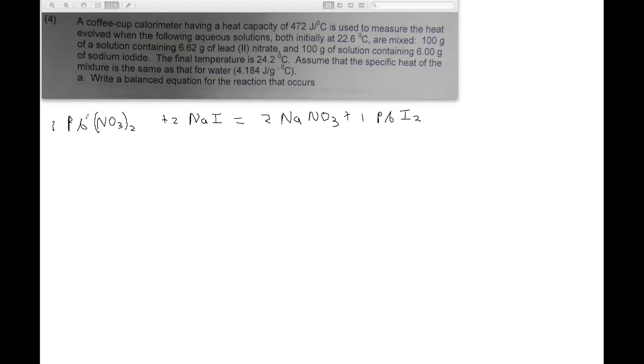Lead is in the transition metals, right? And for transition metals, you can't figure out the charges from the periodic table. That's why they told us the charge.